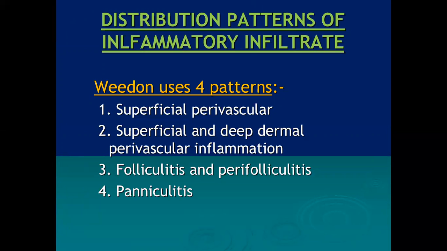So after completing the six tissue reaction patterns, which I have told you will cover 80% of inflammatory skin conditions, the rest of the 20% of the inflammatory skin conditions will fall into one of these four patterns of distribution of inflammatory infiltrate in the dermis. And this is again taken from the histopathology book of Weedon. These four inflammatory patterns are superficial perivascular, superficial and deep dermal perivascular, folliculitis and perifolliculitis, and panniculitis.